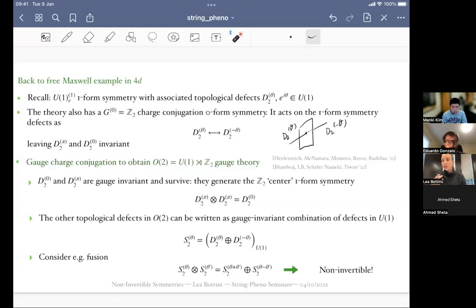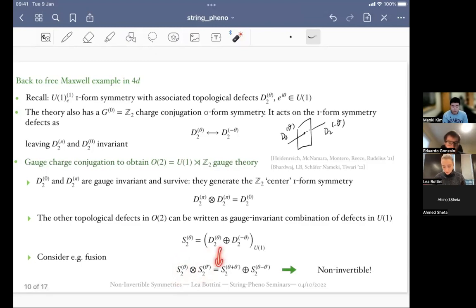But actually, we can consider more topological defects that survive in the O(2) gauge theory, and they are these S2(θ). The other defects that survive must be writable as gauge invariant combinations of defects in U(1). So in particular, if you take the sum of D2(θ) and D2(−θ), this is going to survive the gauging because it's gauge invariant. But it's very easy to see that if you now consider the fusion of two of these, they're not going to fuse into a single element. If you, for example, take S2(θ) and S2(θ'), you can just plug in this expression and see that what you get is the sum of two terms. So this is an example of a non-invertible fusion rule.